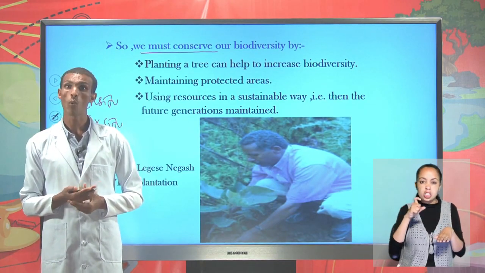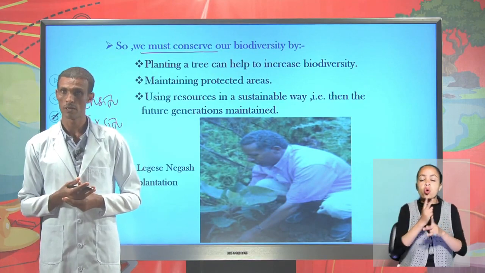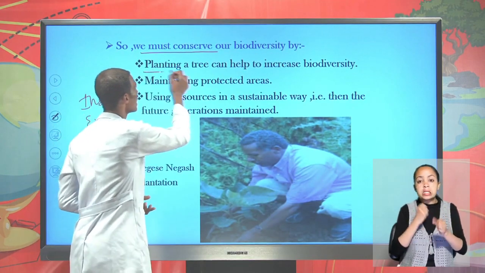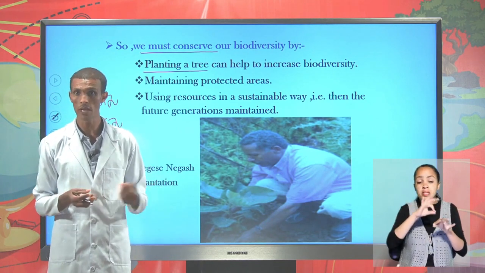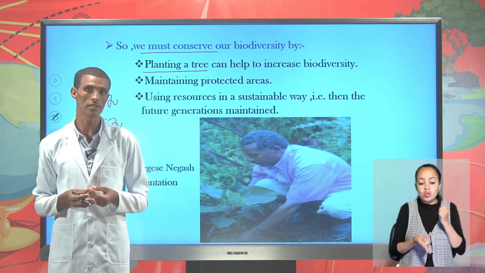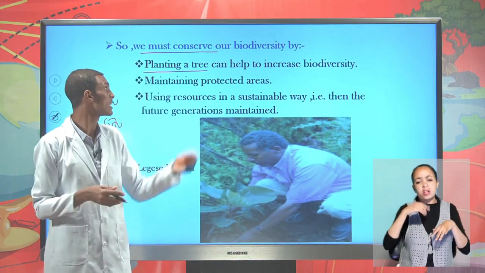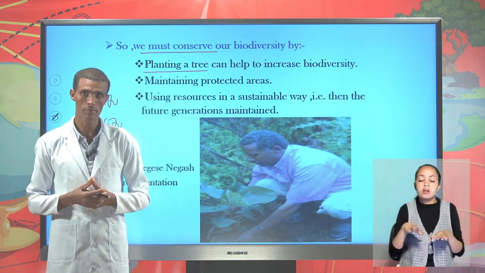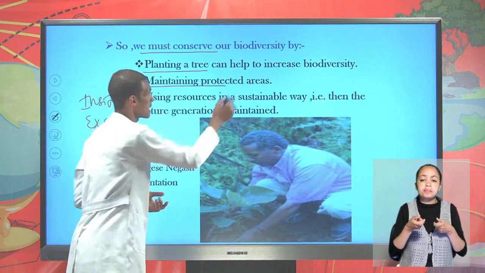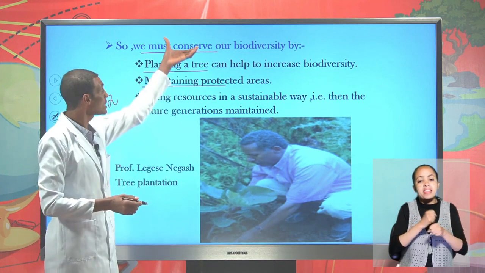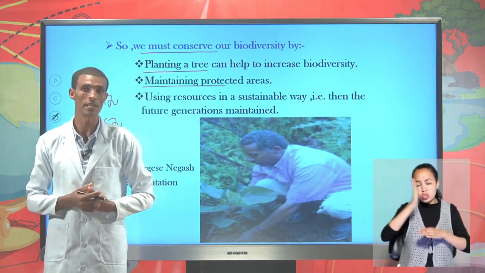Student, when we are conserving a plant, we can conserve all. This is done by planting a tree. If a plant is planted, we can conserve soil, our climate, our rainfall, we can conserve everything if we plant a tree. And again, maintaining the protected area. If we conserve our biodiversity in this manner, our future generation is maintained.